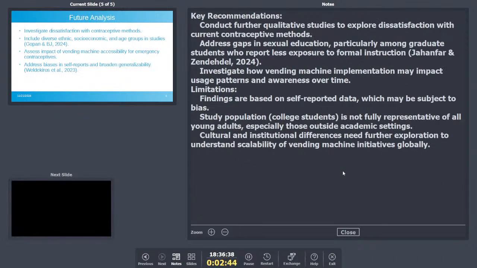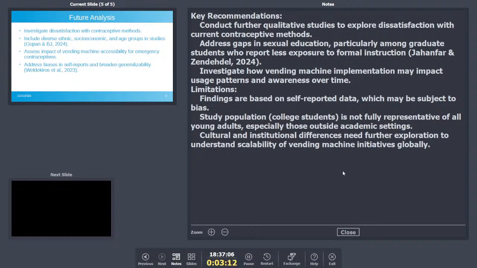Future analysis would be to conduct further qualitative studies to explore dissatisfaction with current contraceptive methods, address gaps in sexual education, particularly among graduate students who report less exposure to formal instruction, and investigate how vending machine implementation may impact usage patterns and awareness over time.